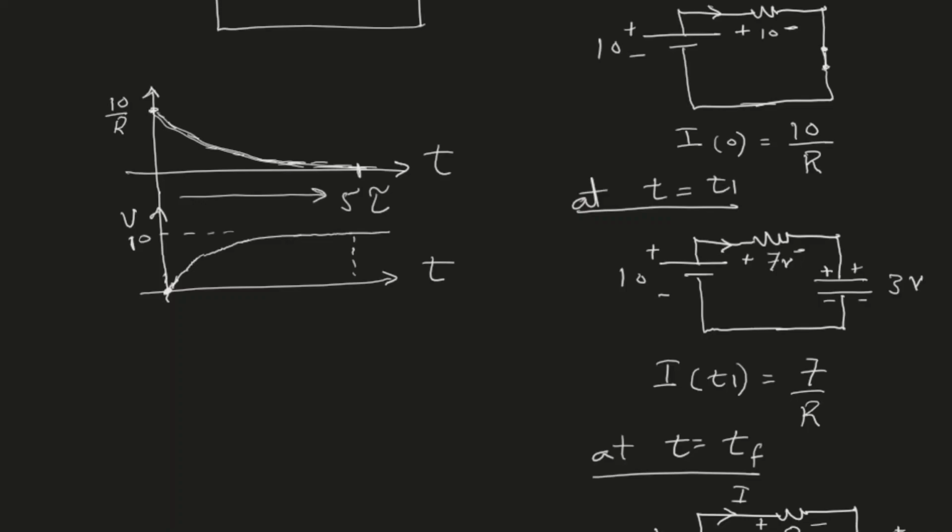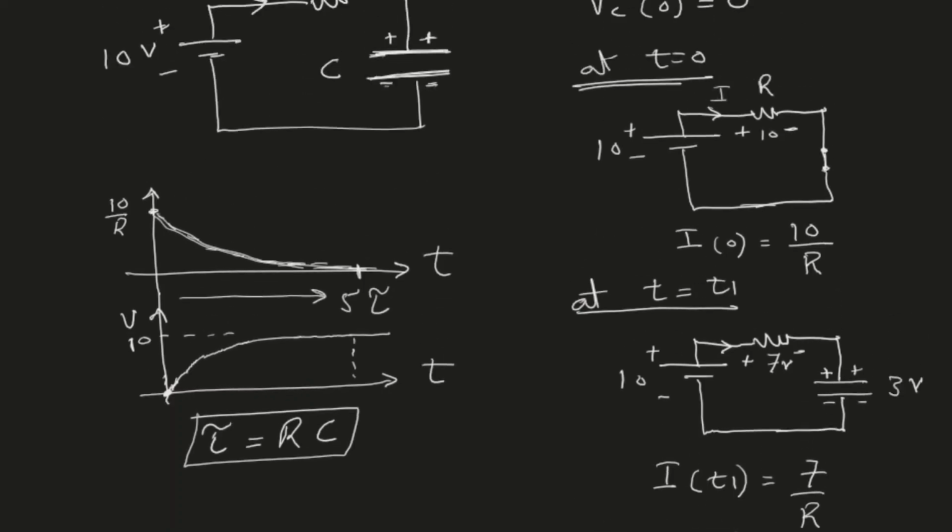So the capacitor voltage will reach 10 volts after 5 tau. Tau, for now, we can just say is the product of R and C, but we will look into that in some future video. So 5 times RC, where RC is the time constant which we call tau. So the capacitor voltage will go from 0 to 10.